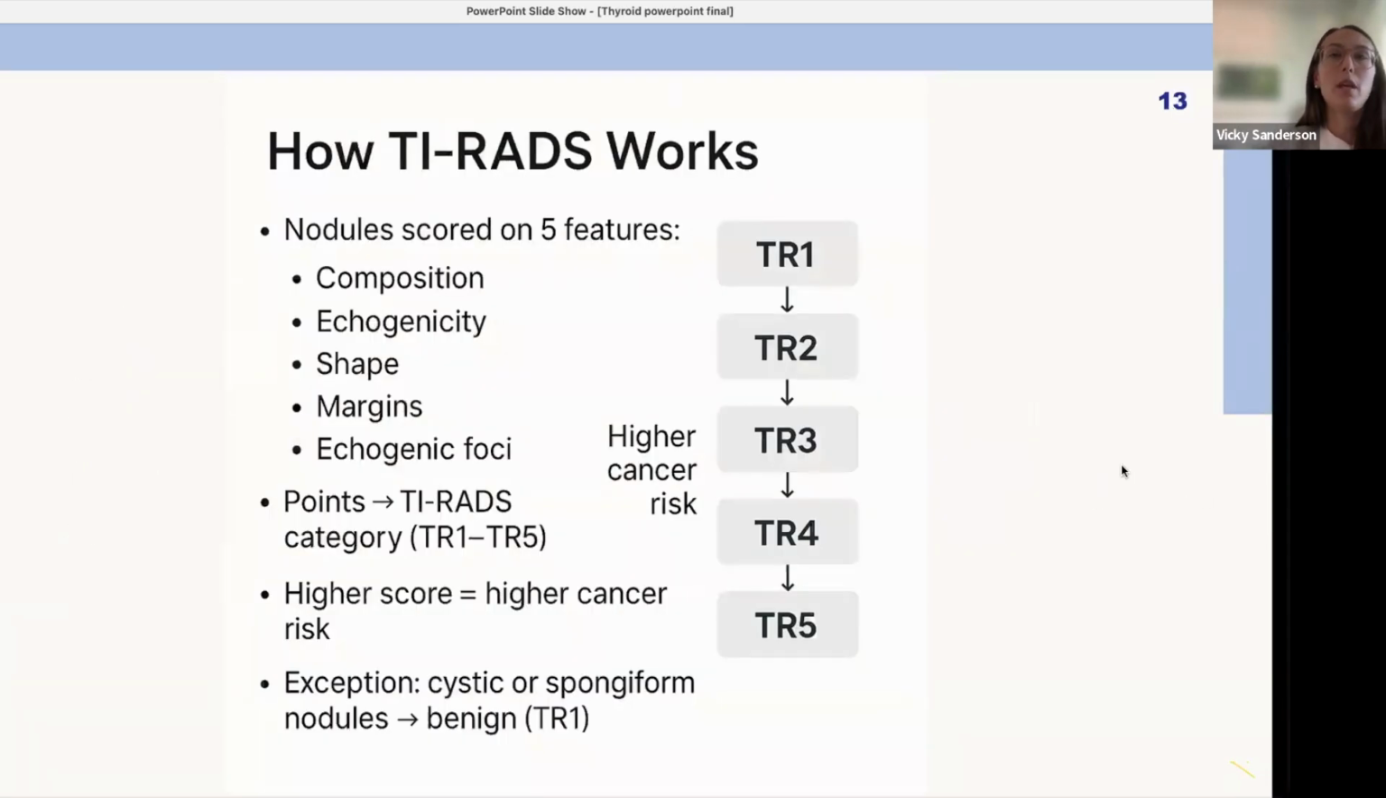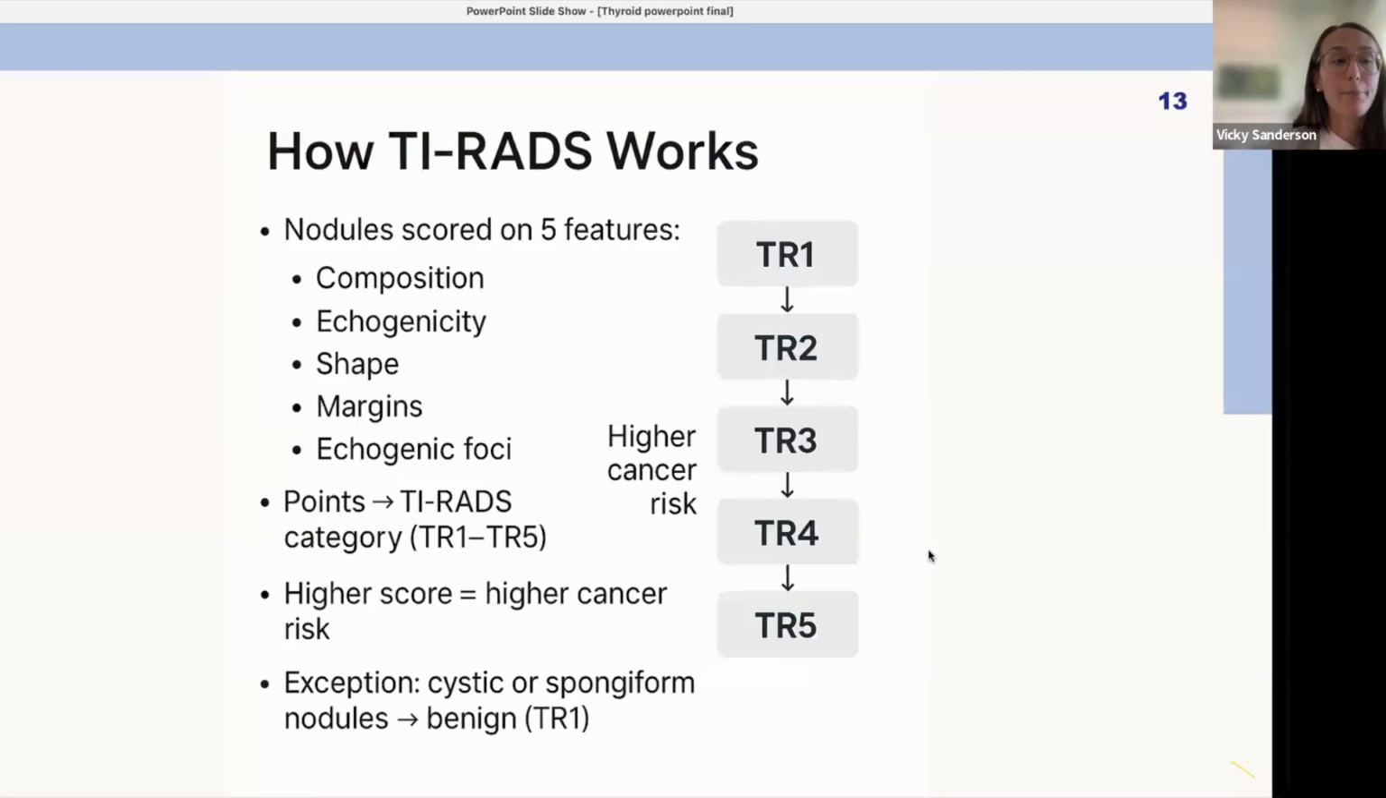So we use the American College of Radiology TI-RADS scoring system. What the radiologist does is look at those nodules and comment on 5 features. With those features, we're able to distinguish more benign characteristics versus sinister malignant characteristics. And they're all assigned points, right? So the lower the points, the more benign; the higher the points, the more concerned we are about cancer.